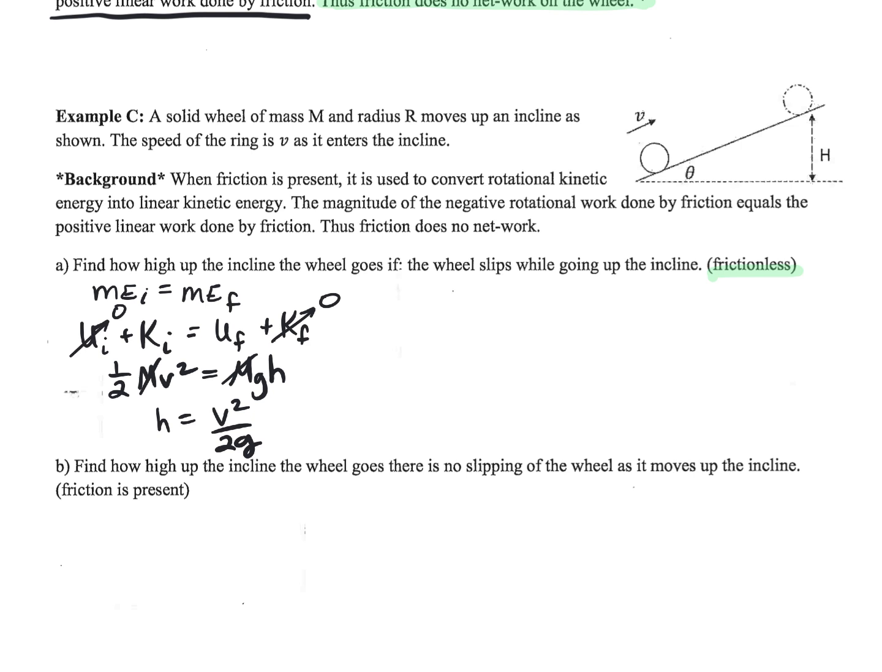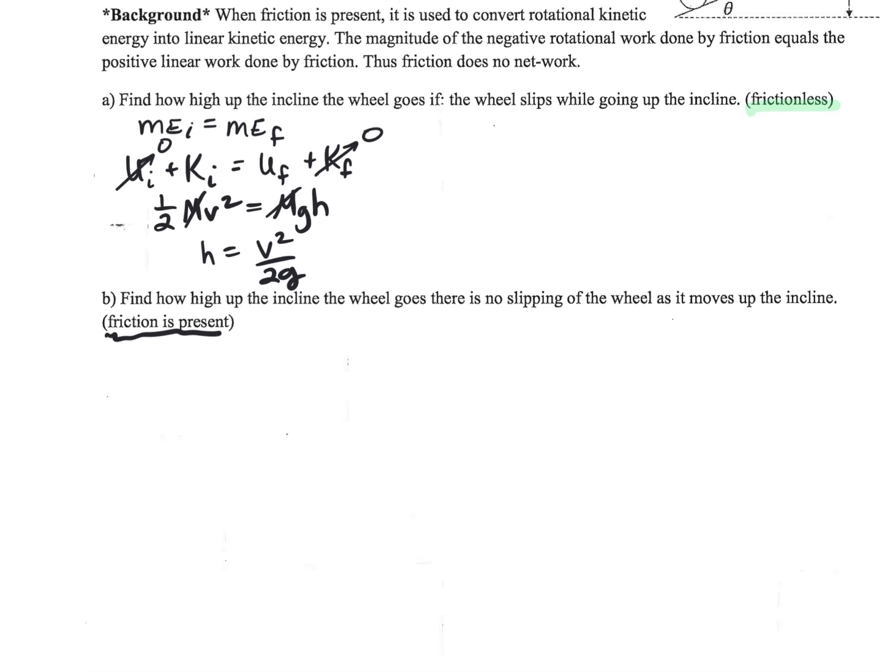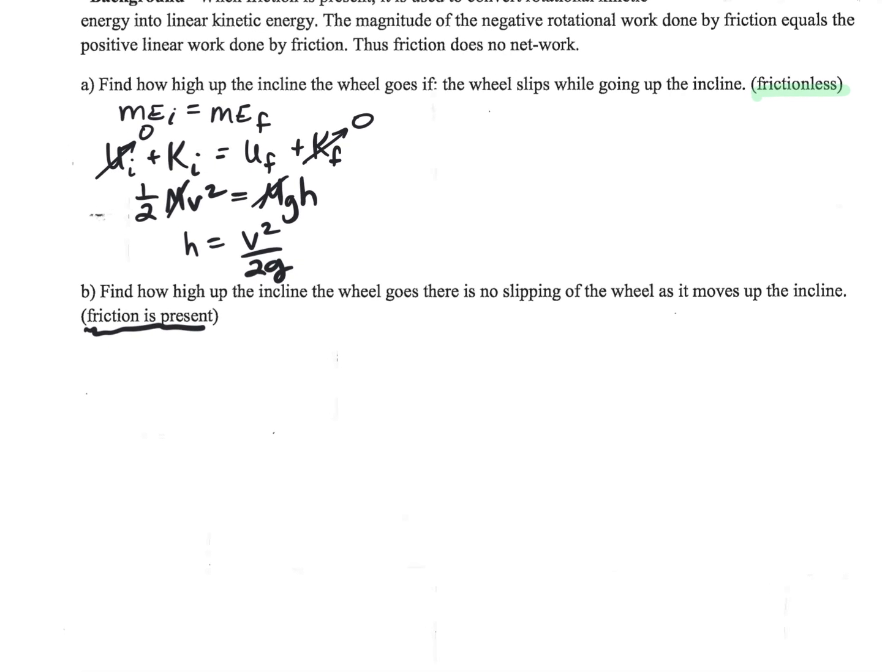Then it says, find out how high it goes if there is no slipping. In other words, friction is present. How is that going to change my problem? You're still conserving energy, aren't you? Do we have to count the friction? No, because it's canceled out, right? That's what that whole statement up there says: we don't have to consider friction, the non-conservative work. It's done its purpose, it's caused the rotation.